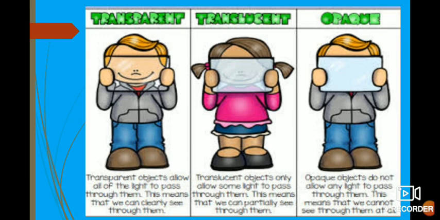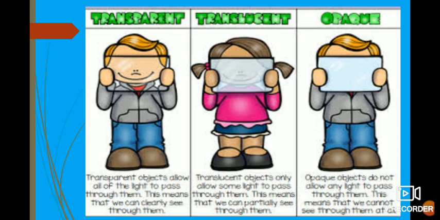Look at the second picture. The girl is holding a piece of an object in front of her and we are not able to see her face clearly. We can see something but we are not able to see clearly. Why is this so? This is because this particular object only allows some light to pass through it. Other light is blocked. So can we see clearly through it? We cannot see clearly through it.